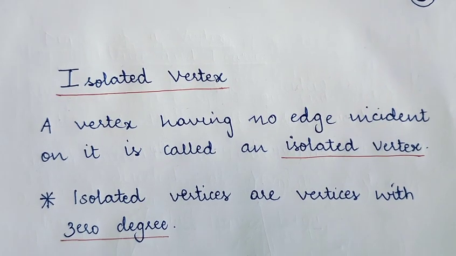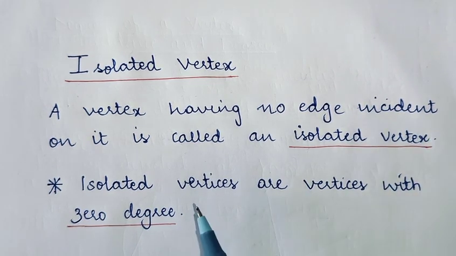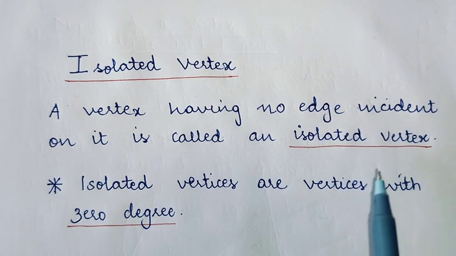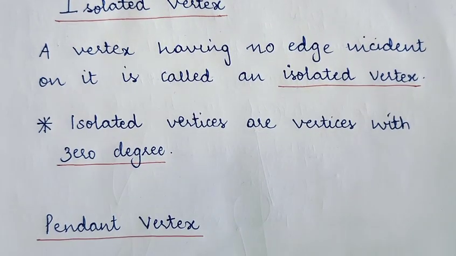Now let's look at isolated vertices. What is an isolated vertex? A vertex having no edge incident on it is called an isolated vertex. So such a vertex which has no edge associated with it is known as an isolated vertex. Since an isolated vertex does not have any edge incident on it, it is quite obvious that the degree of an isolated vertex is 0. Any isolated vertex will have 0 degree.